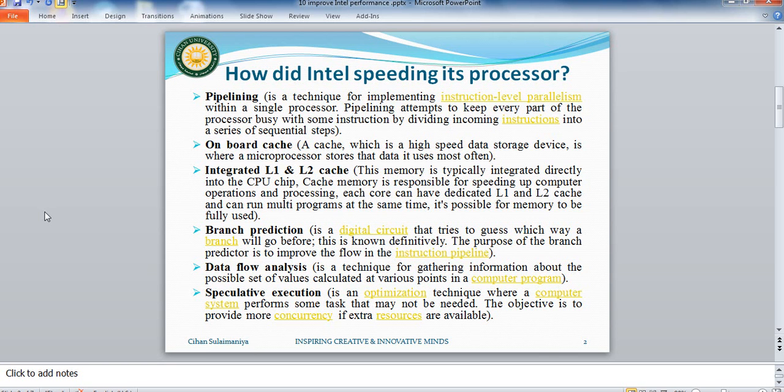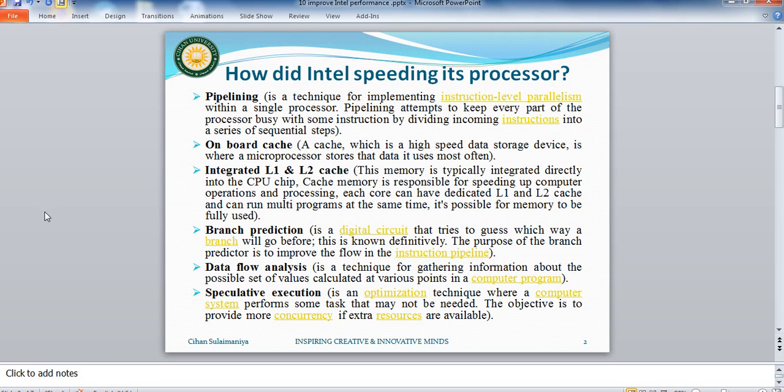Another thing is onboard cache. This is a second way of speeding up the processor. So what is onboard cache? It is a high speed data storage device where a microprocessor stores the data used most often. Then there is integrated L1 and L2 cache. This is another technique to improve the speed of the processor.